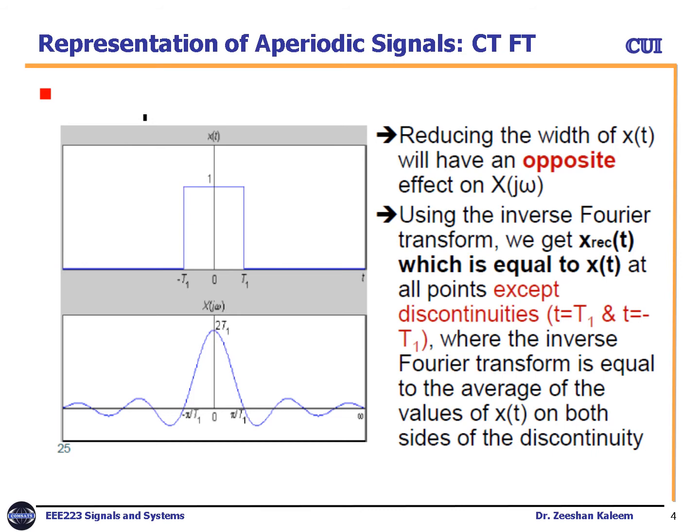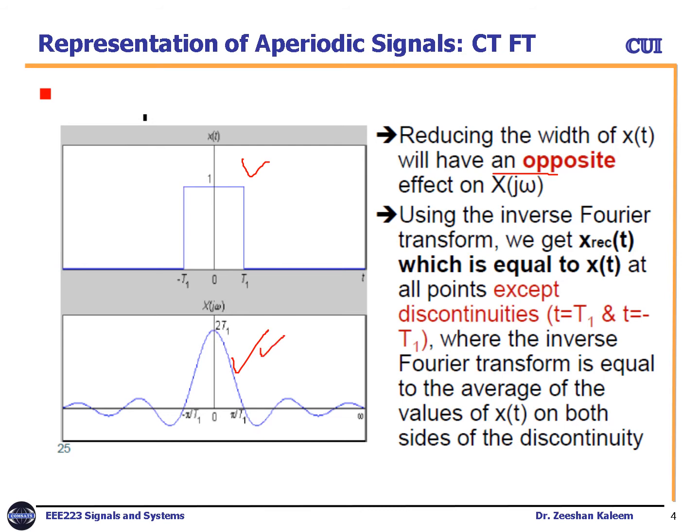For example, reducing the width of x(t). This is your original signal x(t), which is a rectangular pulse. If you reduce the width, meaning this t1 duration, then it will have an opposite effect on X(jω). Opposite effect means that you are reducing in time, so it is expanding in frequency. So using the inverse Fourier transform, this is the Fourier transform of x(t).